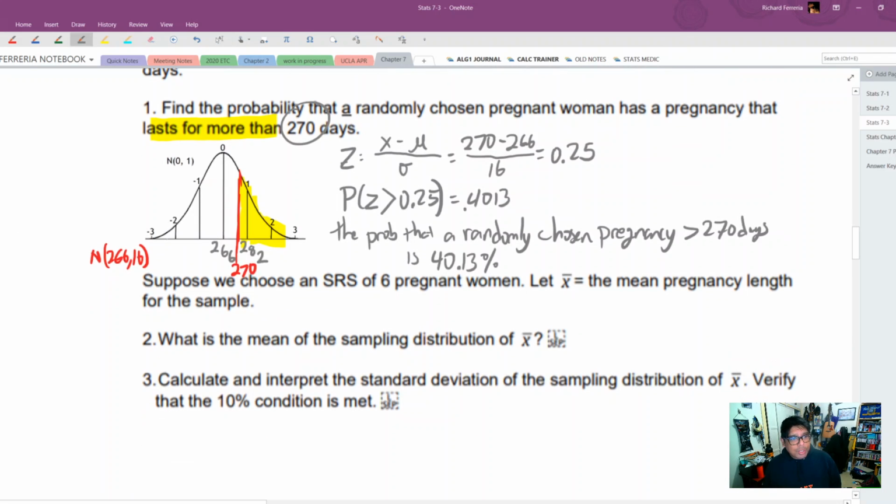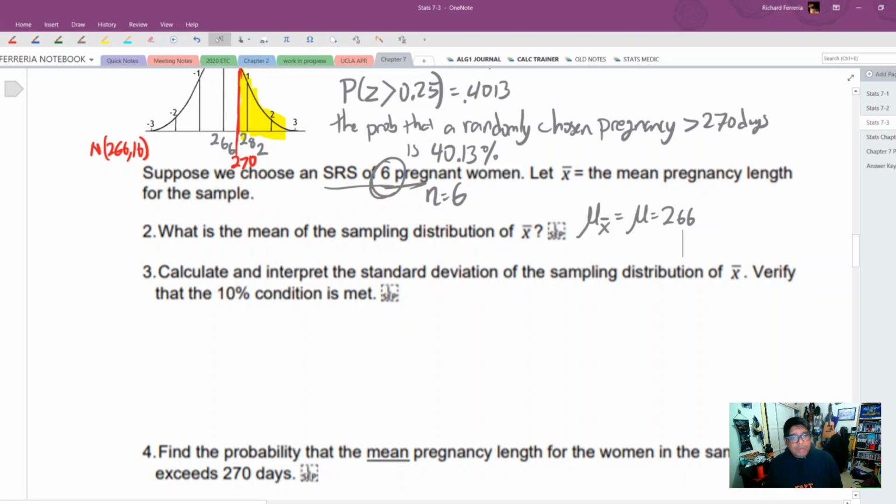Now let's suppose we took an SRS of 6 pregnant women. So that immediately tells me n equals 6. Let x bar be the mean pregnancy length for the sample. What is the mean of the sampling distribution for x bar? And that's equal to the mean of the population, which we already said was 266.